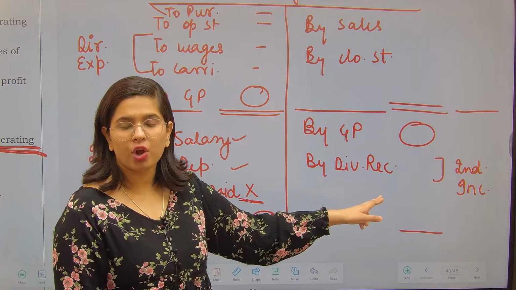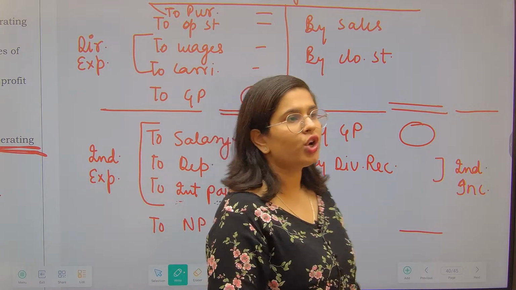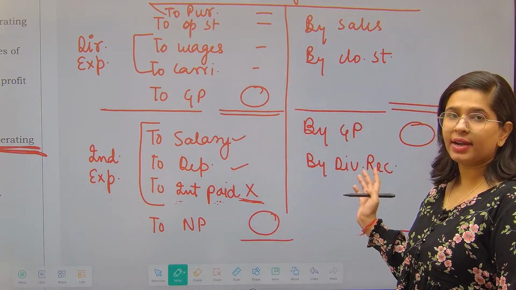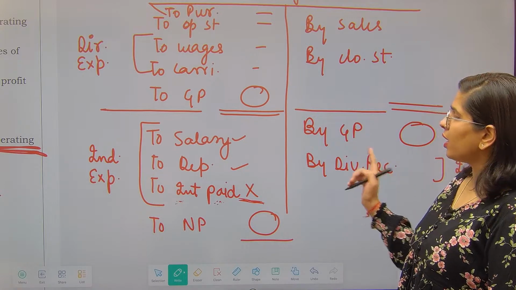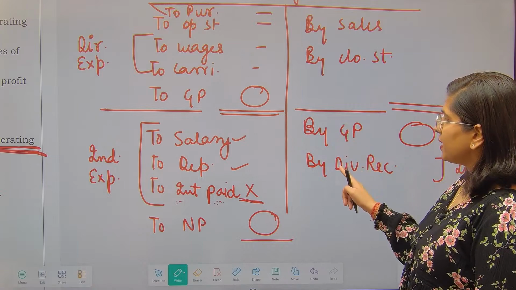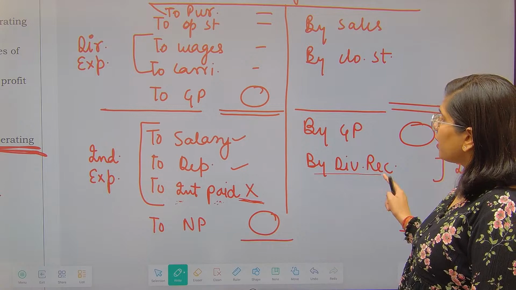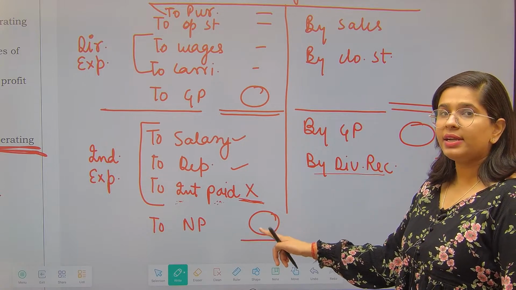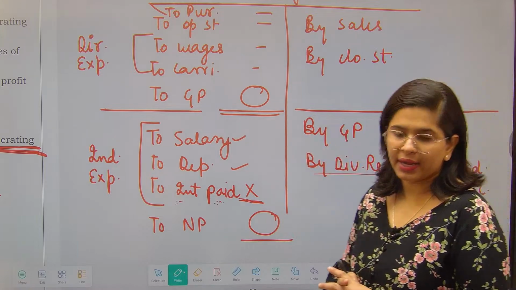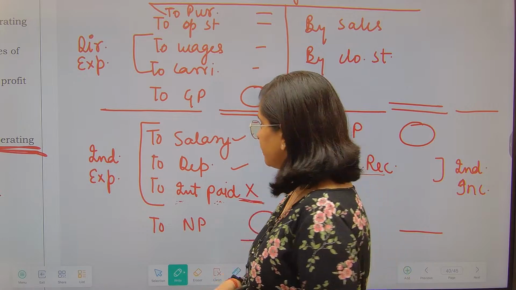This is also non-operating. Dividend received. This is an investing activity. If you know the concept of cash flow, this is an investing activity. Dividend received has already been added to calculate net profit, right? Gross profit plus dividend received less this equals net profit. So this was already added. Now I will deduct it from the net profit in order to reach my operating profit. So I hope now the whole confusion is clear to everyone.